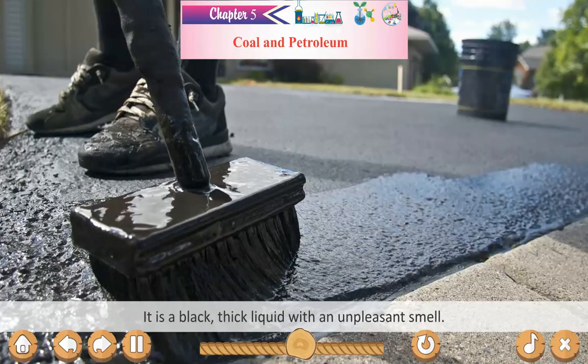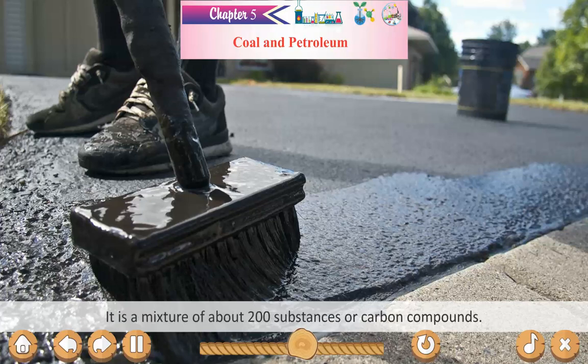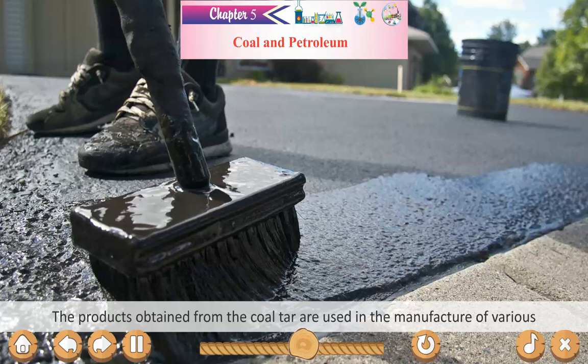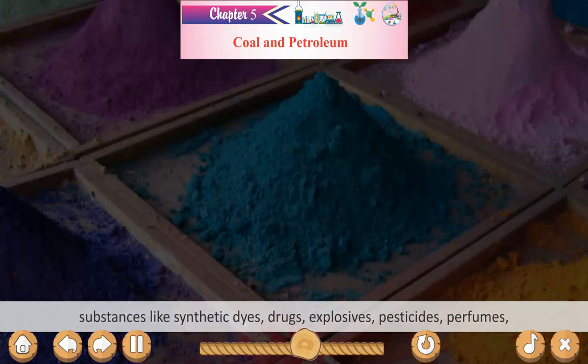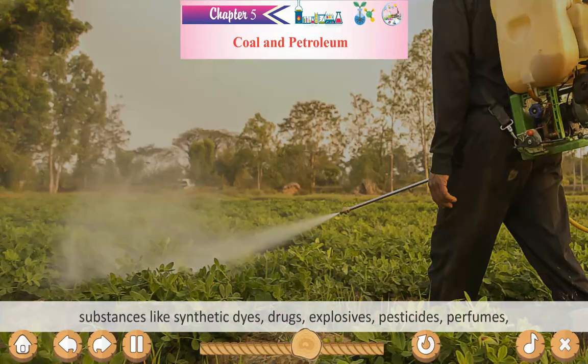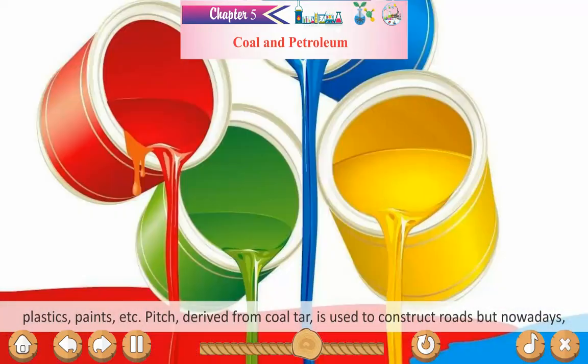Coal tar. It is a black, thick liquid with an unpleasant smell. It is a mixture of about 200 substances or carbon compounds. The products obtained from the coal tar are used in the manufacture of various substances like synthetic dyes, drugs, explosives, pesticides, perfumes, plastics, paints, etc.